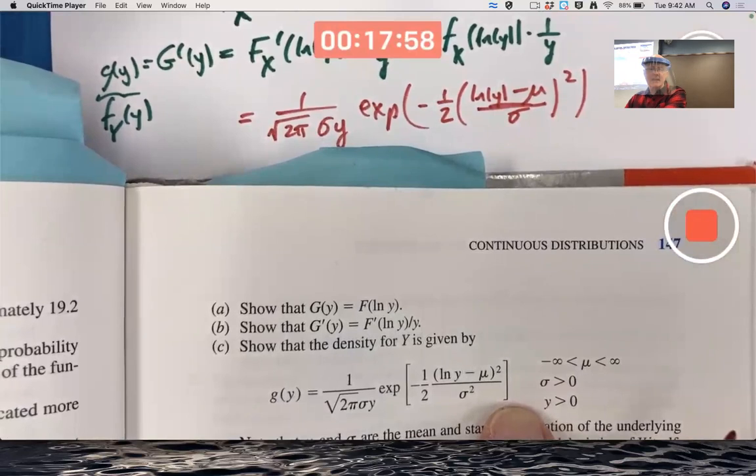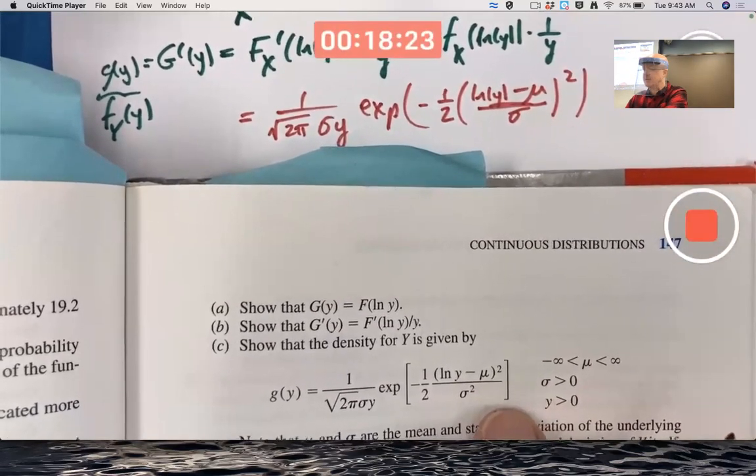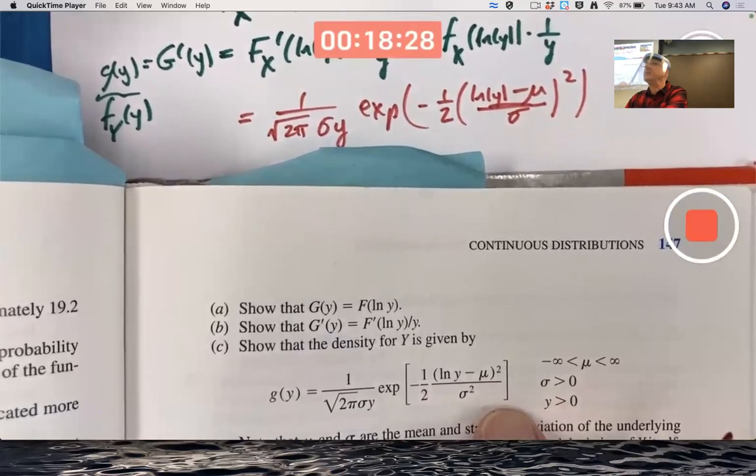So that's the density of a log normal distribution with parameters mu and sigma, or mu and sigma squared if you prefer. However, mu and sigma squared are not the mean and the variance of Y. So it's a bit confusing. They're the mean and the variance of X. They are parameters for this distribution. You see mu and sigma in the formula, but they're not the mean and the standard deviation for Y.